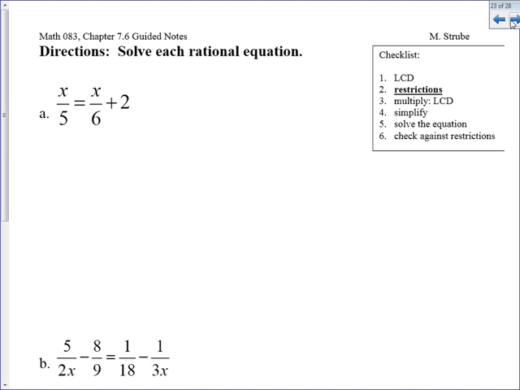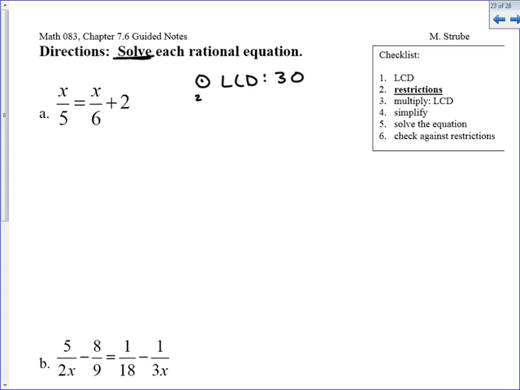So if I look at A, x over 5 equals x over 6 plus 2. There's two things you want to come up with before you start solving. And that's another thing. Read the directions. Solve versus add, subtract. First thing I'm going to come up with is my LCD. So I have two fractions there, a denominator of 5, a denominator of 6. What's my common denominator for 5 and 6? 30. So 30 is the smallest number that both of those divide into. Common denominator for 5 and 6 is 30.